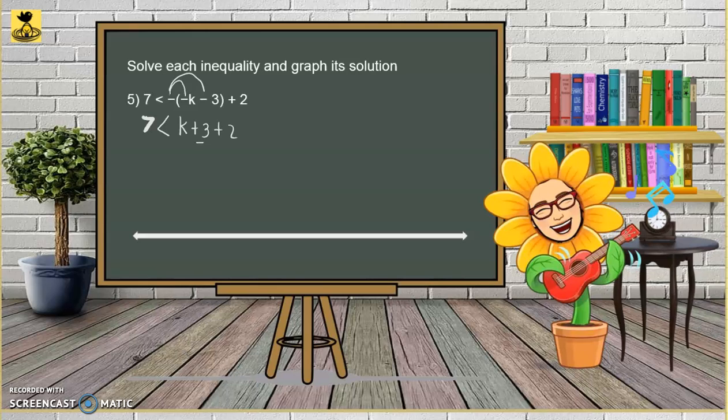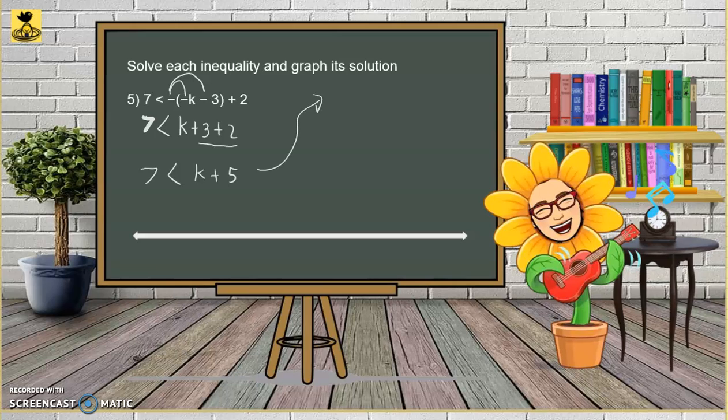And then we can combine 3 plus 2. So this will be 7 is less than k plus 5. Let me just fix my line here. So again, 3 plus 2 is 5. So 7 is less than k plus 5.